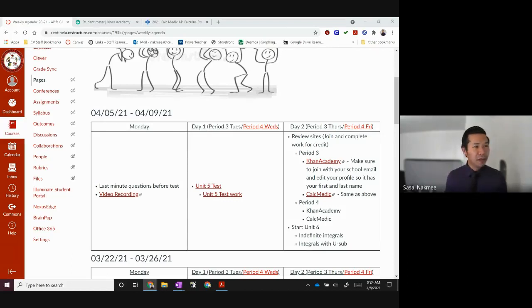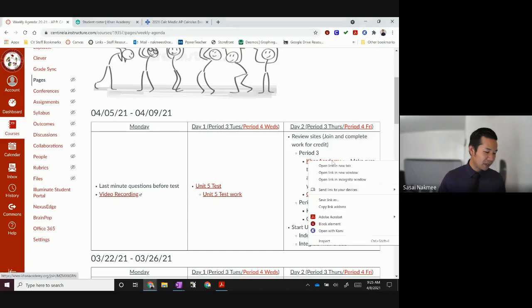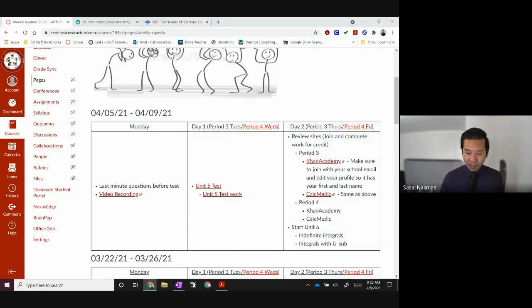But if you feel like you didn't do too well, or if you want to get a couple more extra points, I'm going to provide these opportunities for you right here. If you want to earn some extra points towards this past test, I'm going to ask you to sign up on Khan Academy and on Calc. So I'm going to put those links into the chat right now. The first one up is for Khan Academy.